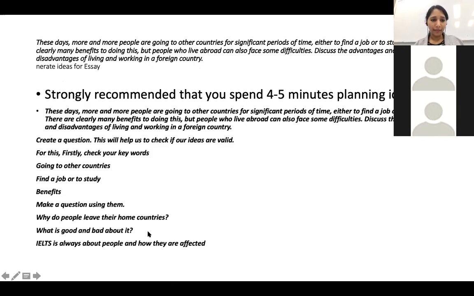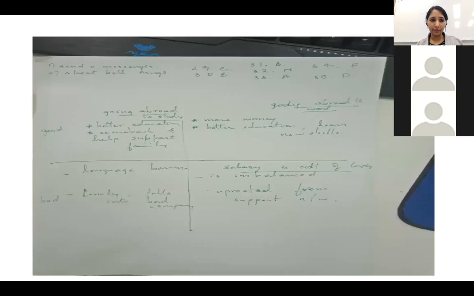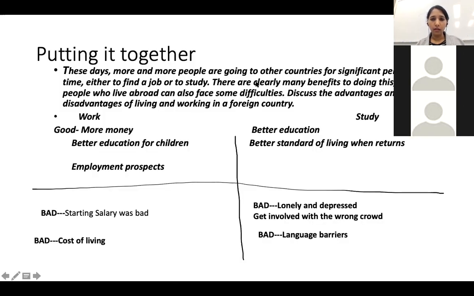So how to make a plan? For this, you'll divide your paper or your page into 4. You'll make a grid like this. If you're talking about this topic, what does it say? These days, more people are going to other countries. So you have to discuss advantages and disadvantages of living and working abroad. So you divide your page into 4. On the top, you write living and working. People are moving for working and studying. So the first one is working.